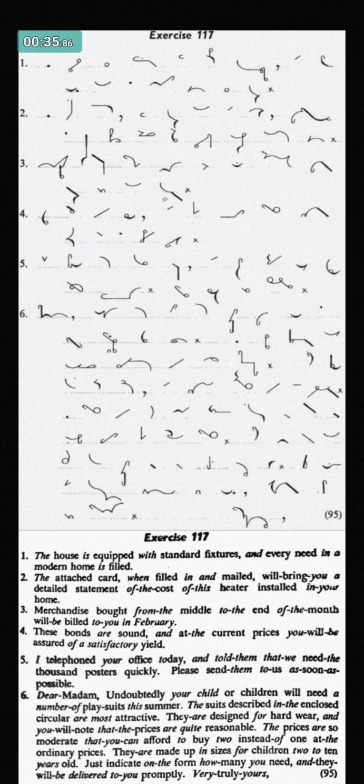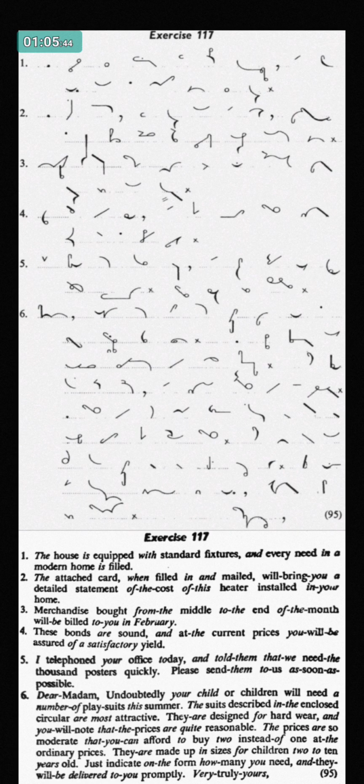Merchandise bought from the middle to the end of the month will be billed to you in February. These bonds are sound, and at the current prices you will be assured of a satisfactory yield. I telephoned your office today and told them that we need the 1,000 posters quickly. Please send them to us as soon as possible.